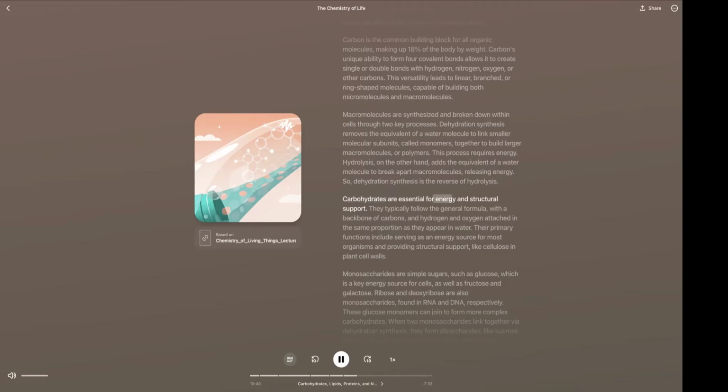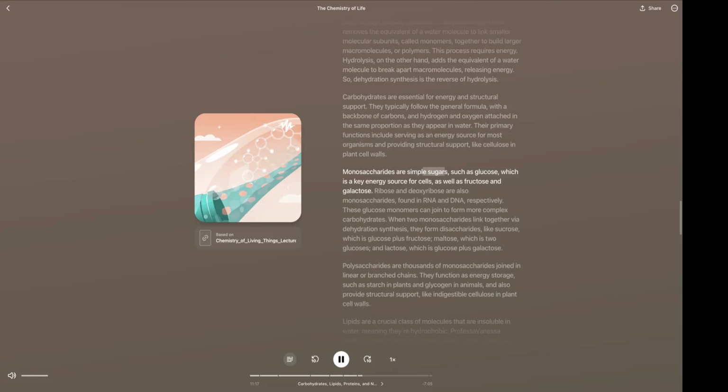Carbohydrates are essential for energy and structural support. They typically follow the general formula with a backbone of carbons and hydrogen and oxygen attached in the same proportion as they appear in water. Their primary functions include serving as an energy source for most organisms and providing structural support, like cellulose in plant cell walls. Monosaccharides are simple sugars, such as glucose, which is a key energy source for cells, as well as fructose and galactose. Ribose and deoxyribose are also monosaccharides, found in RNA and DNA, respectively.